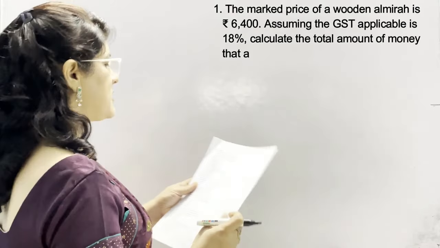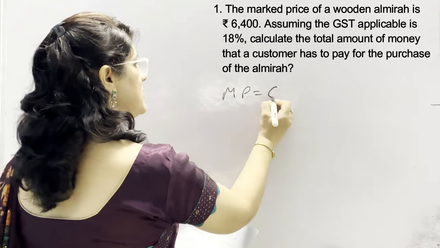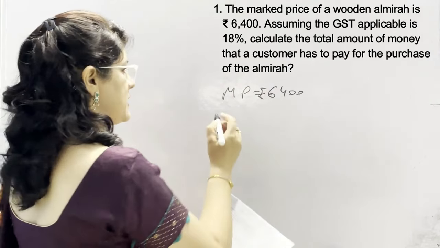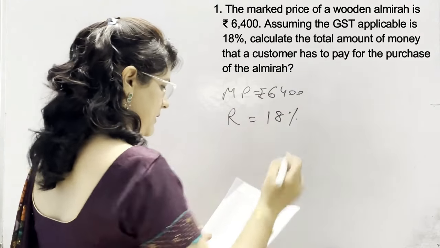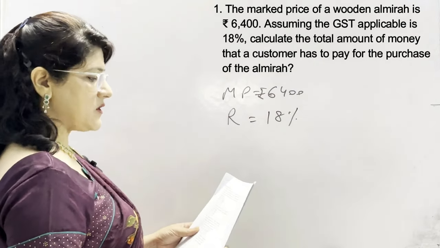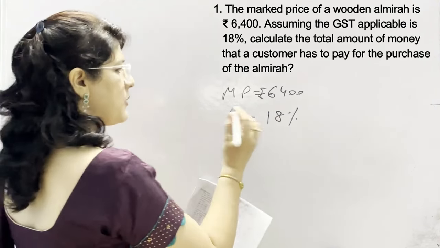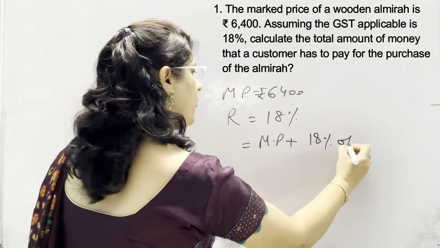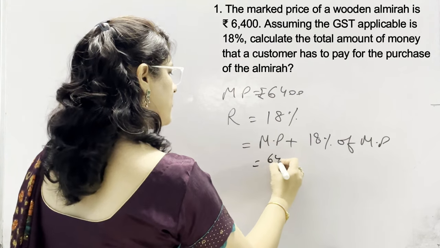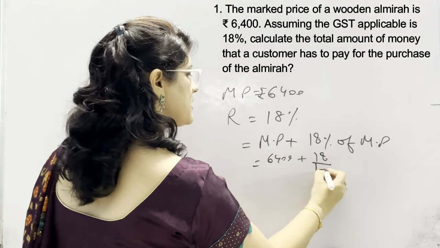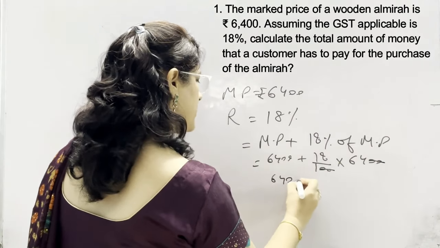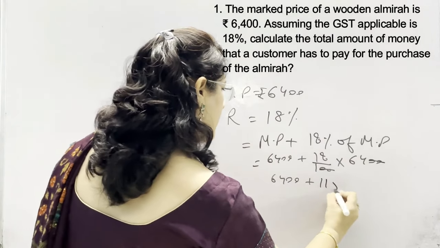Coming to first question. The marked price of a wooden almirah is rupees 6400. So MP given is 6400 rupees. And assuming the GST applicable is 18%, rate of GST is 18%. Calculate the total amount of money that a customer has to pay for the purchase of almirah. Total amount of money, we know the formula, marked price plus 18% of marked price. It means 6400 plus 18% means divided by 100, of means multiply, and marked price we know 6400.